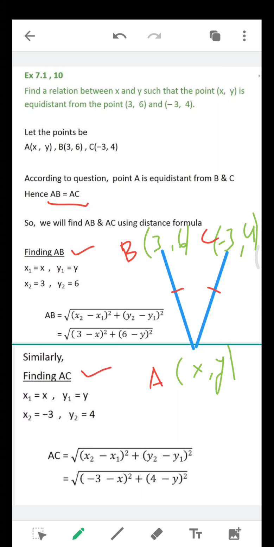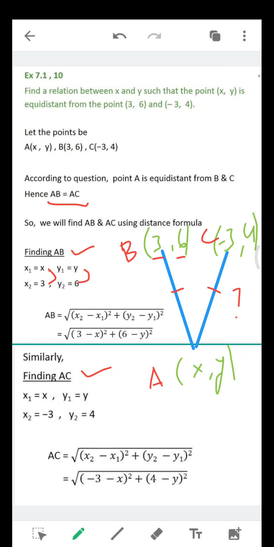Okay, so you have to do it very carefully. You can draw the diagram in the rough column for your understanding. When you find distance AB, you should focus on A and B only, just leave the C coordinate. So x1, y1 will be x, y and x2, y2 will be 3 and 6. Substituting in the formula, we get 3 minus x whole square, x2 minus x1, and 6 minus y whole square, y2 minus y1.